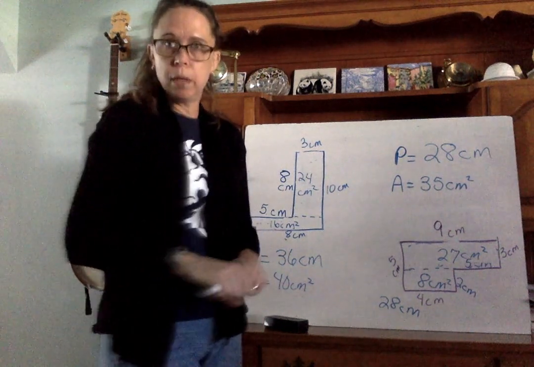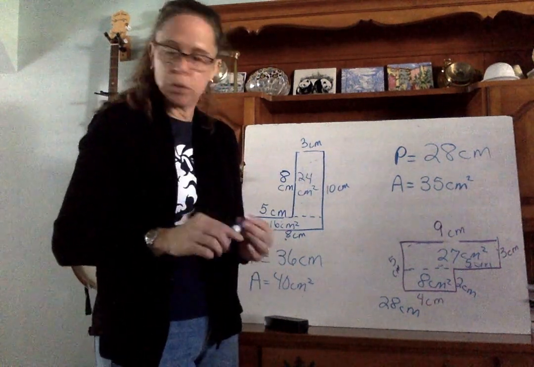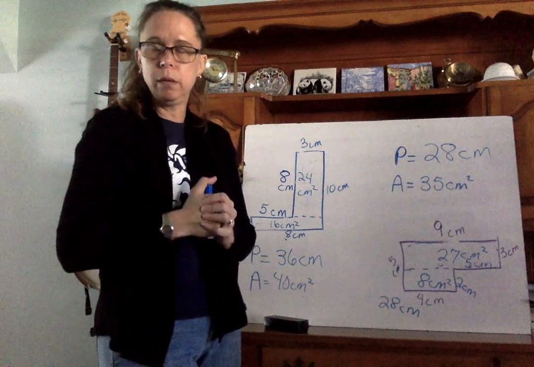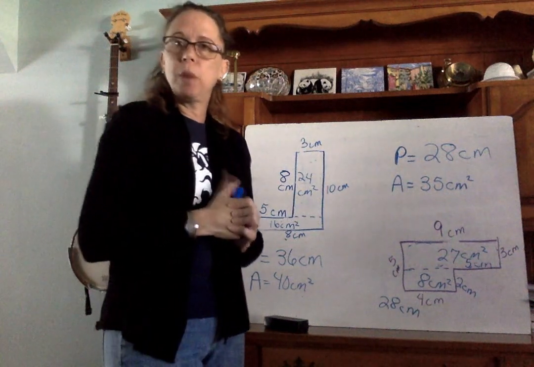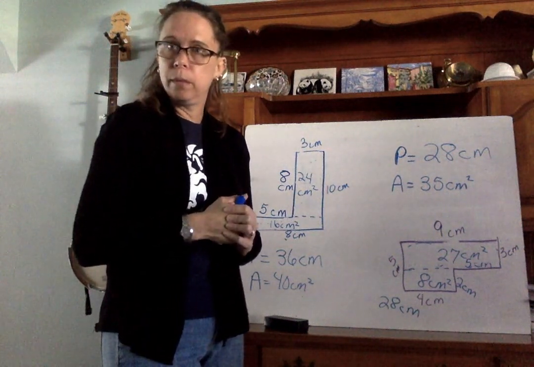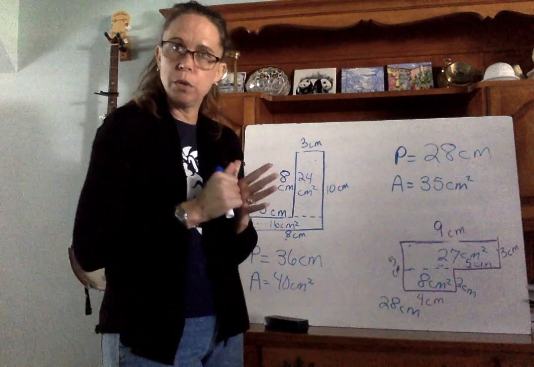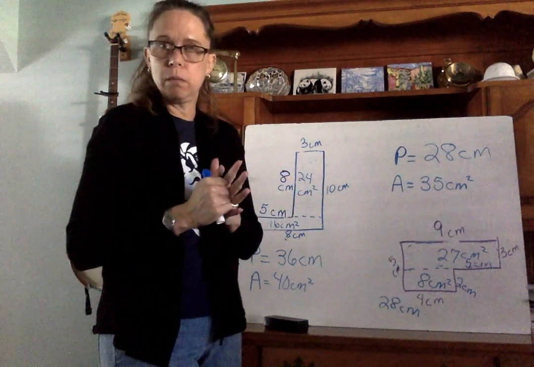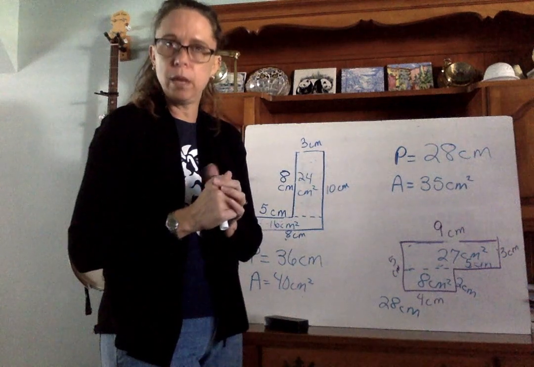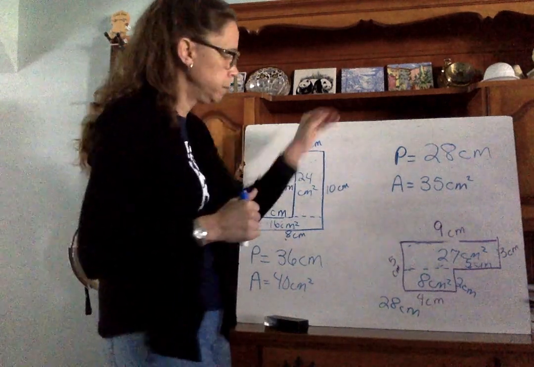Now, I want you to pause the video. I want you to do the practice set. There's only 2 problems on the practice set. On those 2 problems, I want you to find the perimeter. Now, it doesn't tell you to in the book, but I also want you to find the area. Okay, so find the perimeter and the area on A and B in your practice set.